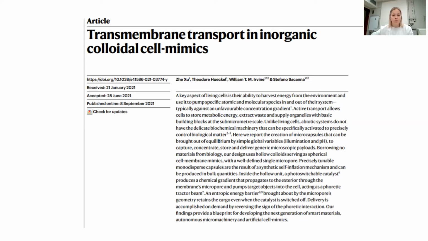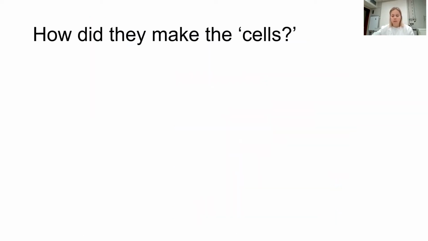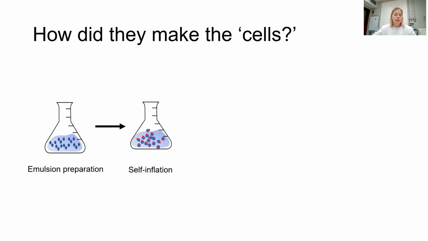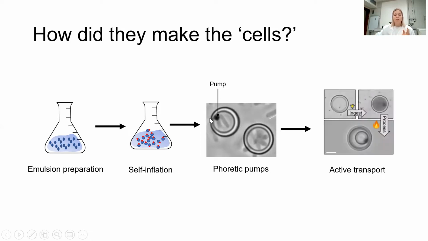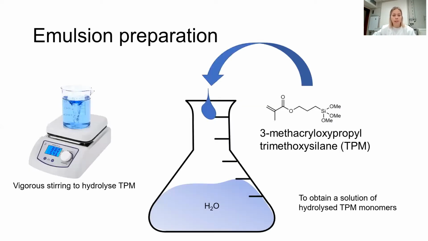First, I will show you how they made the cells. It was quite a simple method, really. They prepared an emulsion of oil in water, and then the oil droplets self-inflated to become a membrane with an aqueous interior. Then they inserted the phoretic pumps, which allow them to perform the active transport. Then these cells were placed in medium, which enabled them to perform the active transport. I'll go through all of these steps in detail.